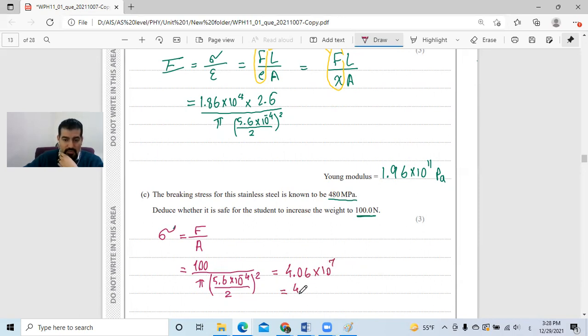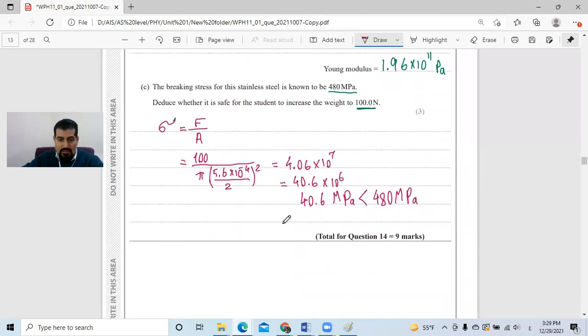That means 40.6 times 10 to the power of 6. That means 40.6 megapascal, which is less than how much? 480 megapascal. So yes, it is safe.